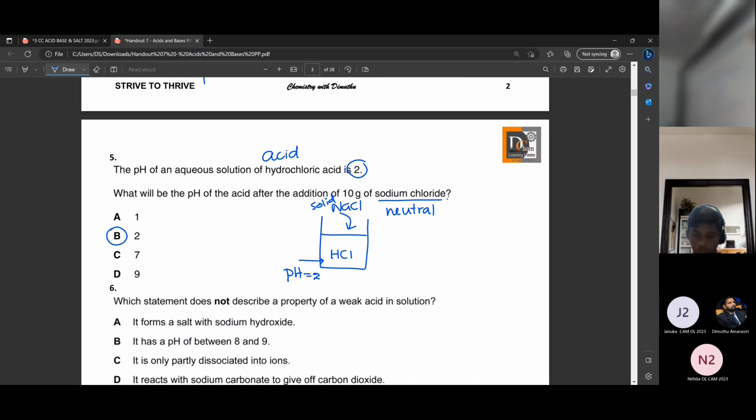Let me read this. It should increase. Very good. Because the acidity of the acid is going to go down. So the pH goes up. Okay?